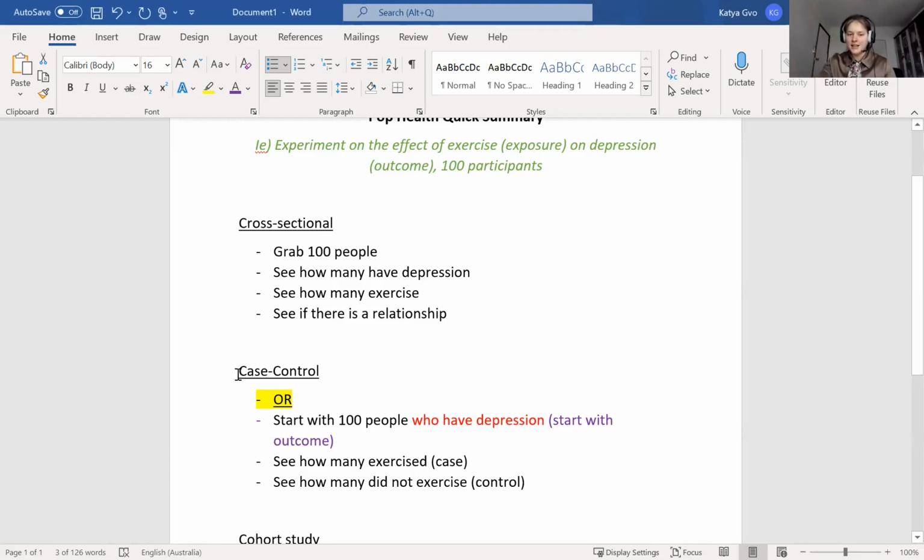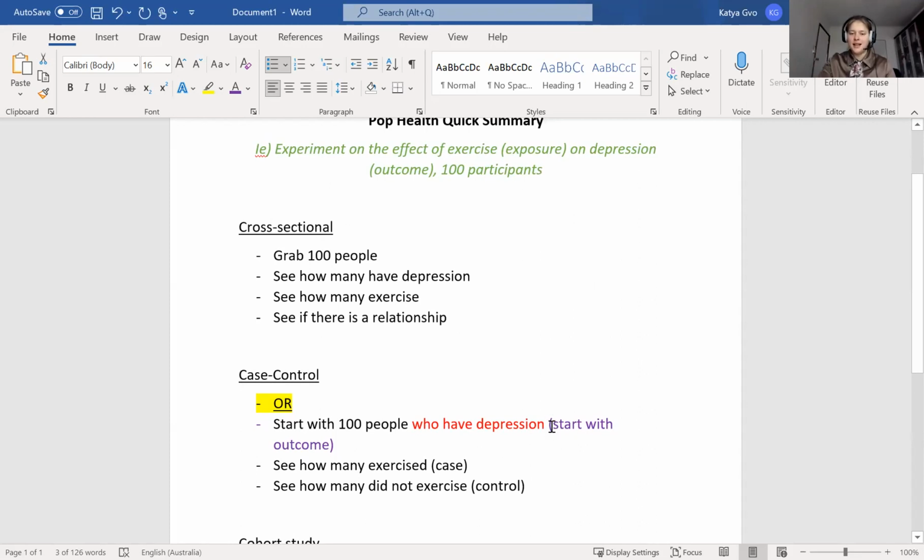In a case control, I start with the outcome. In this case, the outcome is people who have depression. So I go out and find 100 people with depression. And then I see how many exercised, which would be our case, and how many didn't exercise, which would be our control. But I start with the outcome.